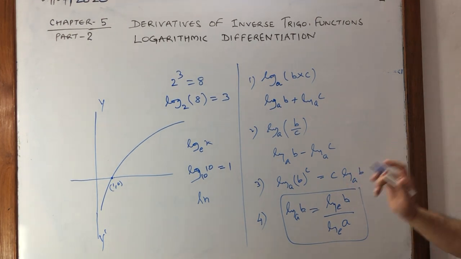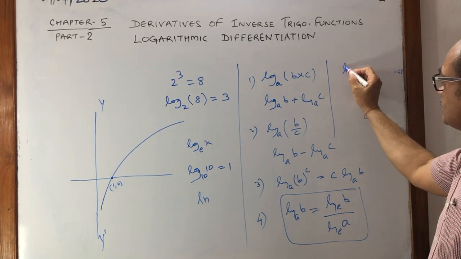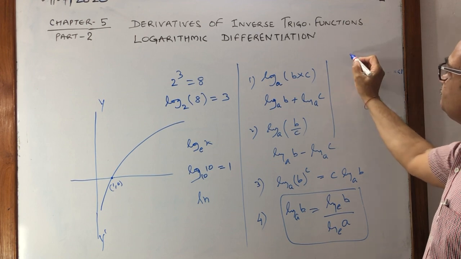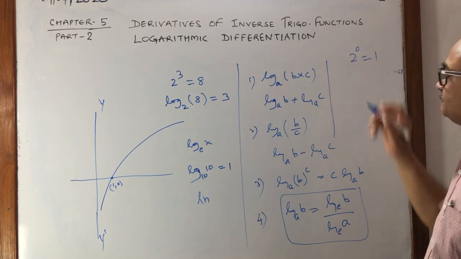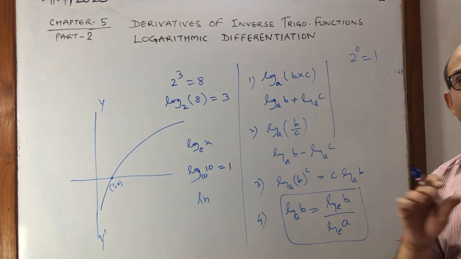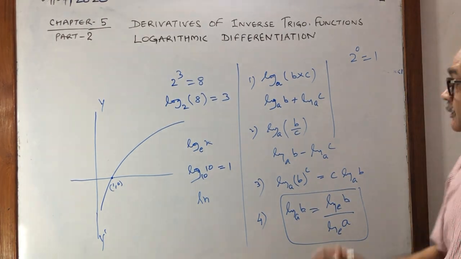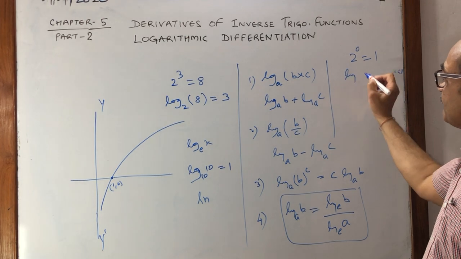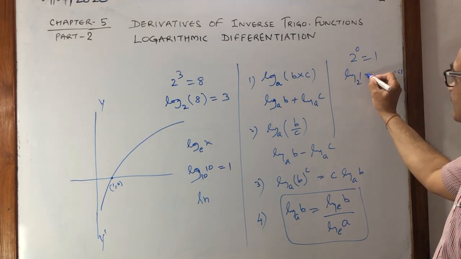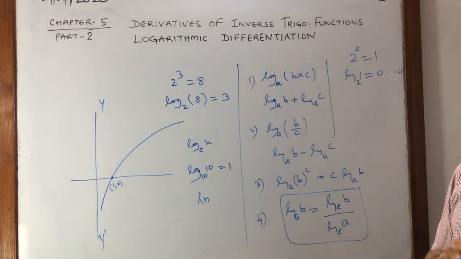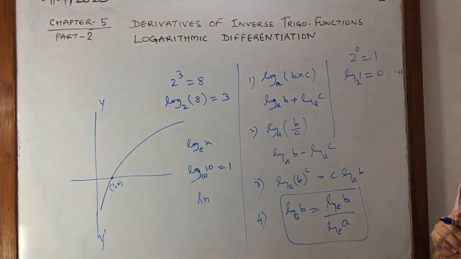Now, the next one is, whenever something to the power 0 is what? 1. 5 to the power 0 is what? 1. 11 to the power 0 is what? 1. So, if you take log of this one, what will we get? Base 2, value of 1. Answer is 0. So, whatever be the base, the log of value 1 is 0.